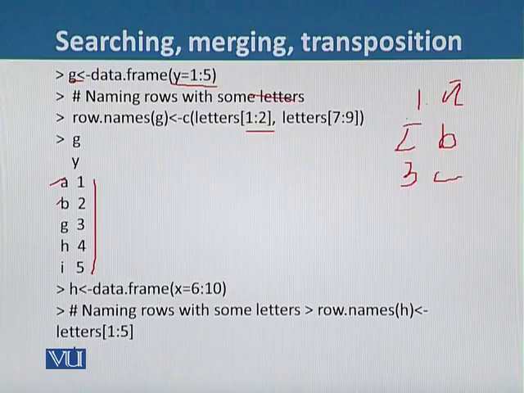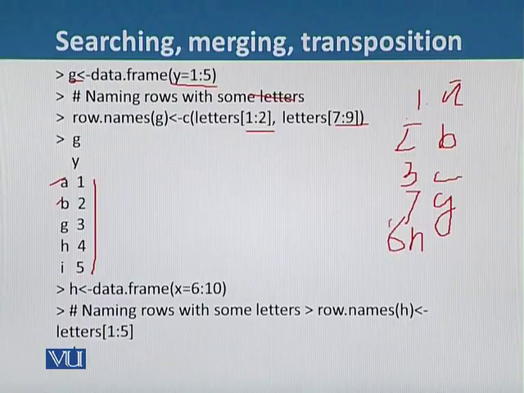Then we have specified that after B, the letters 7 to 9 will come. So in this case, we can see the letter G comes at the 7th position, then H comes at the 8th position, and then I comes at the 9th position. So that's why we have written G, H and I. So these are 7 to 9.